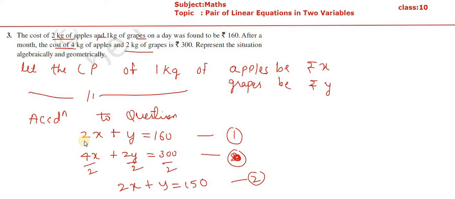No. Why? Because here 2x is there and here 60 is there. Both 2x and 60 are divisible by 2. But what about here? 1y is there. 1 divided by 2 gives a decimal, 0.5. So don't go for that.